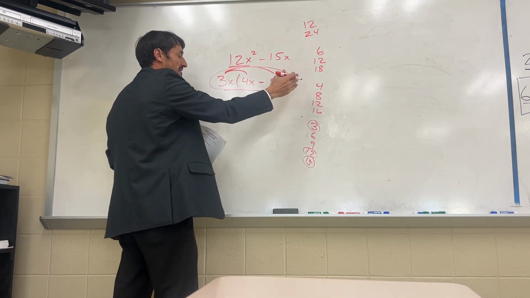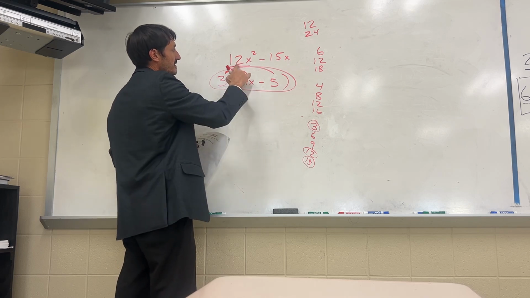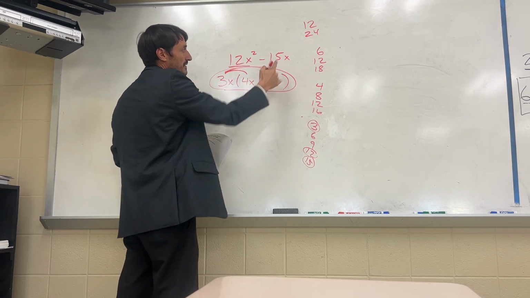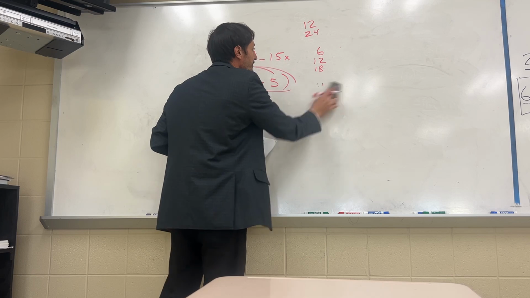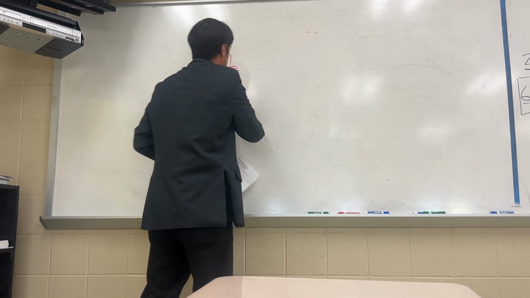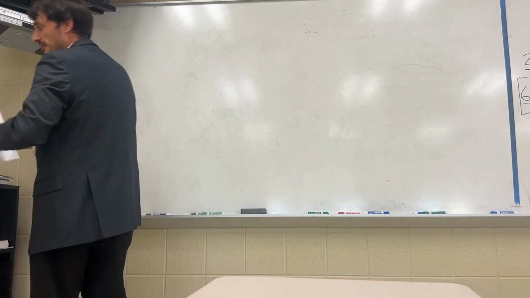Okay, and again, you can mentally check this by doing 3x times 4x gives 12x squared. 3x times 5 gives 15x. Okay. All right, let's go to the next page, last page.